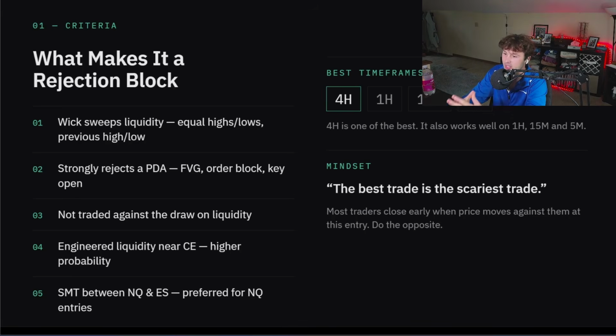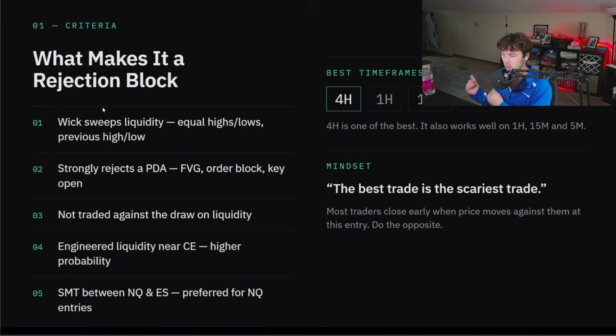So what even makes a valid rejection block? Okay. Number one, it has to sweep liquidity, which could be equal highs, equal lows, previous week high, previous week low, any form of liquidity. Or if it doesn't do that, it has to strongly reject a PD array. That could be a fair value gap, an order block, a key open, a fib level, another rejection block, in theory, literally any PD array that you understand. If there's a candle that rejects it, then it's a rejection block, okay?